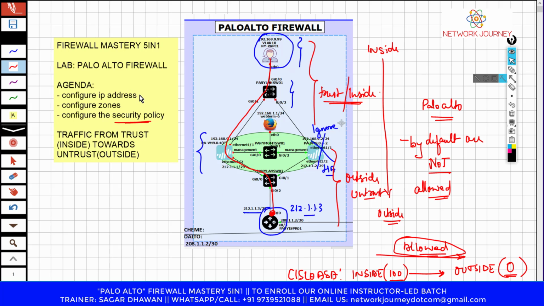Okay, so my first step would be to configure the IP address, then I'll configure a zone. I have kept a browser here so that I can open the GUI, the graphical interface of my Palo Alto, and configure the zone, configure the IP address on Palo Alto as well, and then the policy. Then we should see our traffic being transmitted from inside to outside. So this is a short lab just to get started.